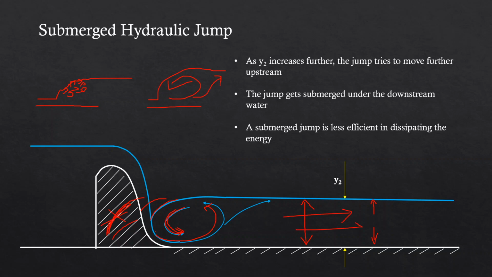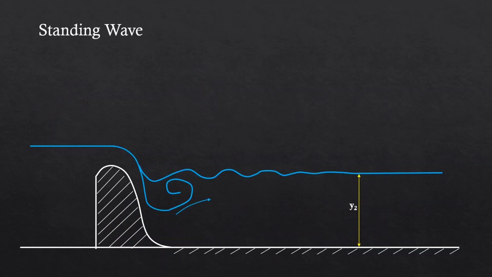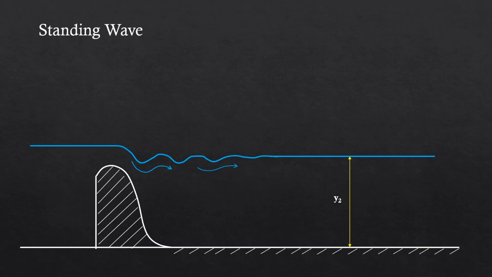If we further increase this downstream depth, then instead of a submerged jump, we'll have this kind of a standing wave. So these kind of waves are formed, and if we increase even further, then this kind of waves will be formed. This is called a standing wave. Here also these are called standing waves because the waves appear to be stationary. That is, this wave doesn't move, only the water moves.